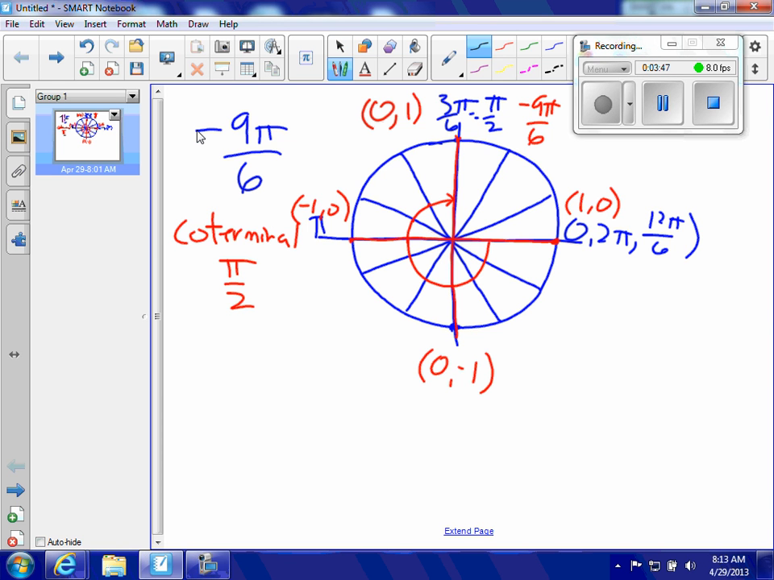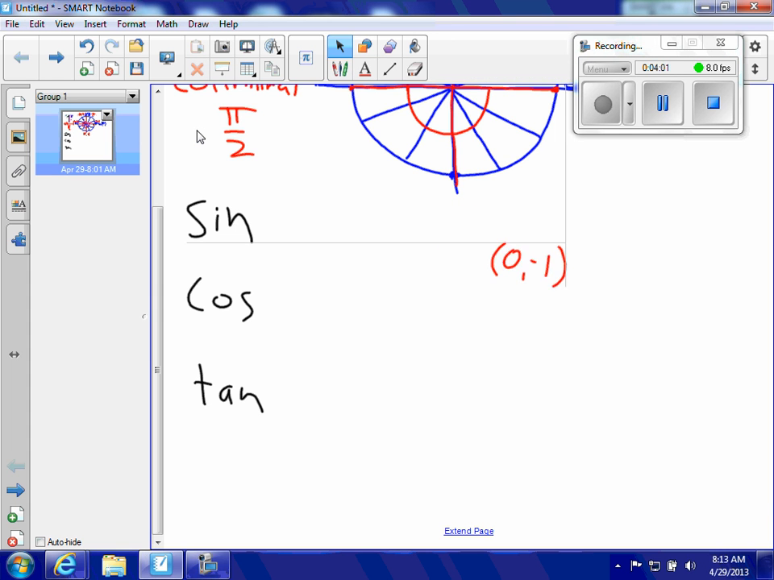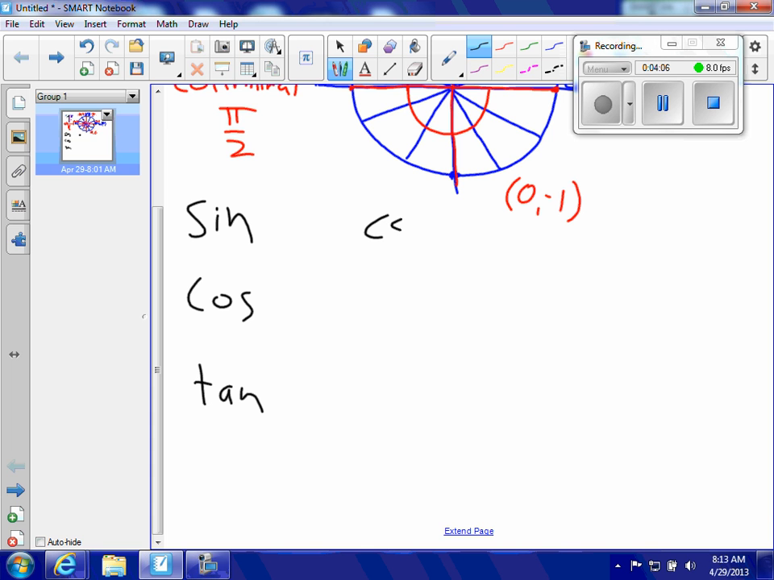Okay, so sine, cosine, tangent, cosecant, secant, cotangent. I'm just going to do it in that order. Remember, you have to do it that way. Points off if not doing it that way.